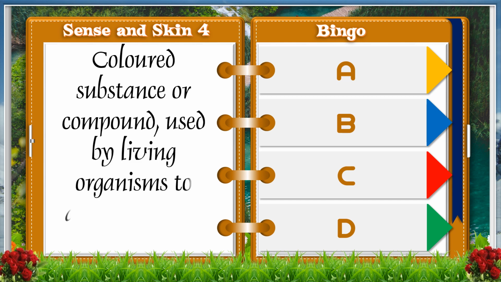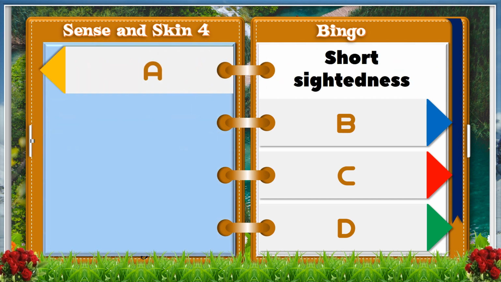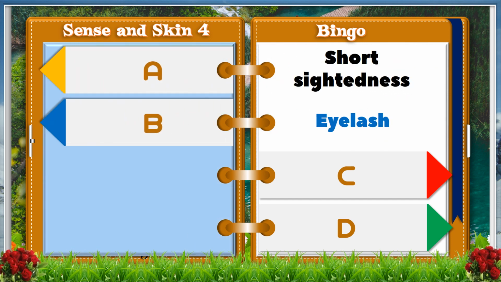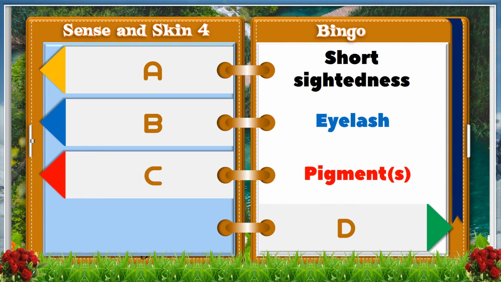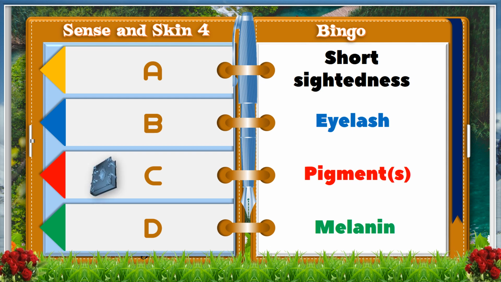Colored substance or compound used by living organisms to absorb or block sunlight. A. Short-sightedness. B. Eyelashes. C. Pigments. D. Melanin. And the answer is C. Pigments.